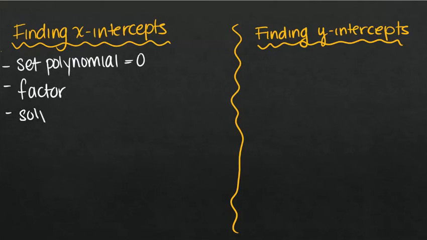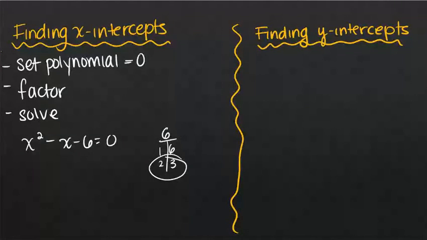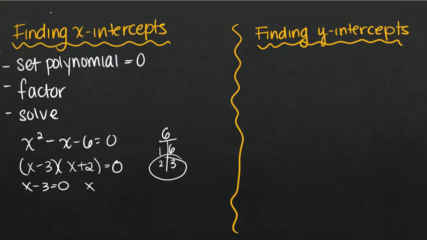and solve. Right? So for instance, if we had x squared minus x minus 6, I'm going to set it equal to 0. I'm going to factor. So the factors of 6 are 1 and 6 and 2 and 3. And 2 and 3 is going to give me that negative 1. So negative 3 and a positive 2. And then set each pair equal to 0. This is the solving portion.